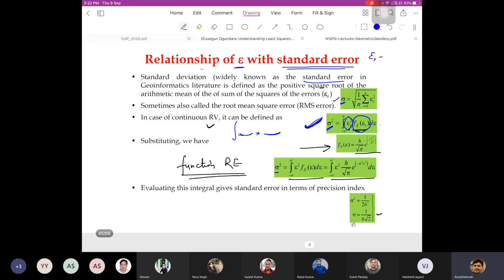Then subsequently we are substituting the function. What is our function of error? It is h by root pi exponential minus e square by h square. We have written that in the previous slide also, and when we replace it in the above equation, it becomes this. It's a very simple equation, sigma square equals the integral from minus infinity to infinity of e square f(e), and then f(e) is present. Now, why are we deriving? What is the overall objective? Why is so much derivation involved here? What are we achieving, isn't it?